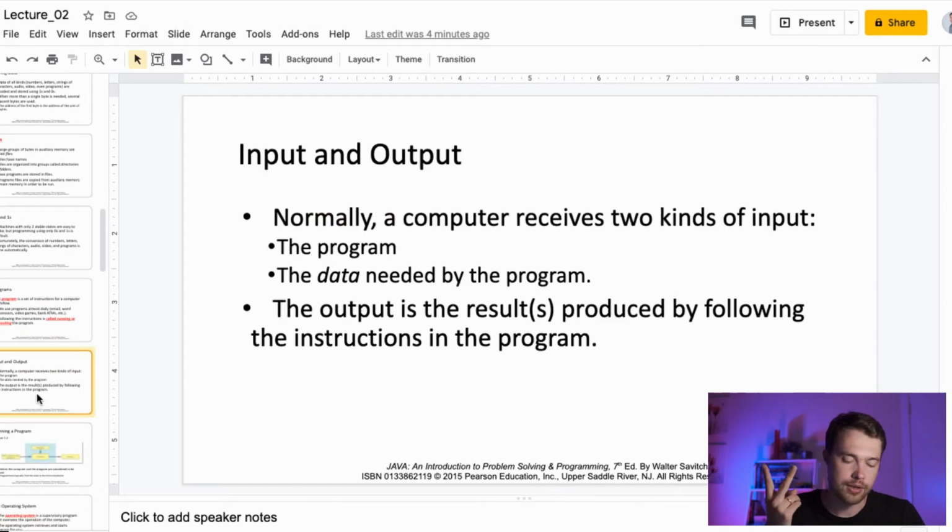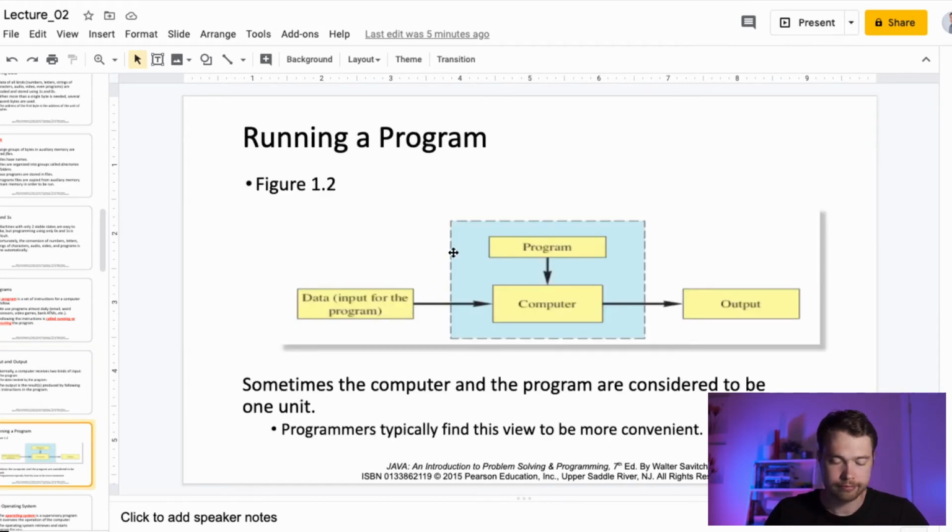Normally, a computer receives two kinds of inputs: the program and the data that's needed by the program. Right. So, for example, if I write a Java program which adds two numbers, 5 and 7, then 5 and 7 would be the data, and the program would be the code I write. The output is the result produced by following the instructions in the program. So here is kind of an illustration of that. You can think that your program is a black box. You put something inside of that black box, right? In this case, the data, like 5 and 7, and that black box spits out something different, 12, which is the sum of the two numbers.